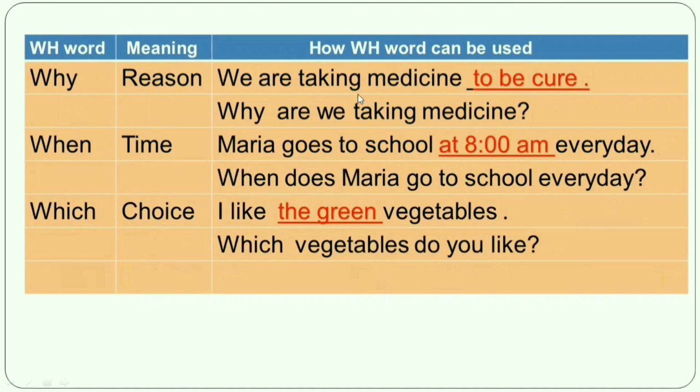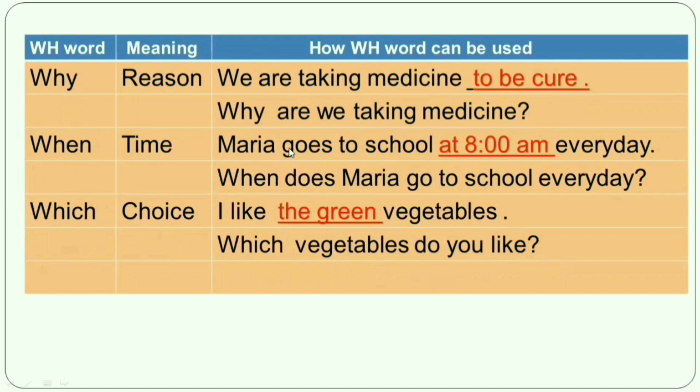Next, we are taking medicine to be cured. So my dear student, look at the underlined word "to be cured". It indicates the reason, okay? So that's why the WH word will be used. "Why". Okay, right word. And then find out, is there an auxiliary verb in the sentence? Yes, my dear student, "are". There is an auxiliary verb. So write the auxiliary verb "are". Then the subject, "we". Then the main verb. Then the next word, "medicine". And at last, a question mark. So, why are we taking medicine?